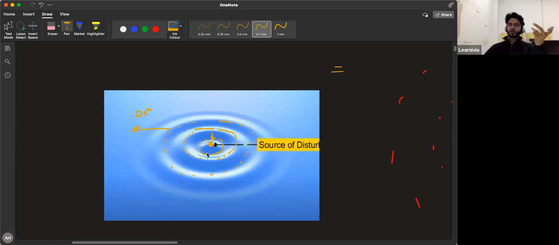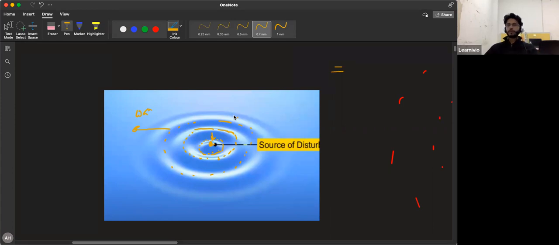This disturbance generates the first set of disturbance, which is known as wavefront. Then it generates the second set of disturbance, the second wavefront. Then this wavefront generates the next wavefront. And in the form of wavefronts, your light waves travel from one point to another. So when we use Huygens theory, we say that light is traveling in the form of wavefronts.